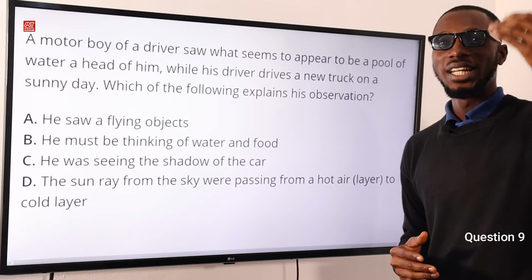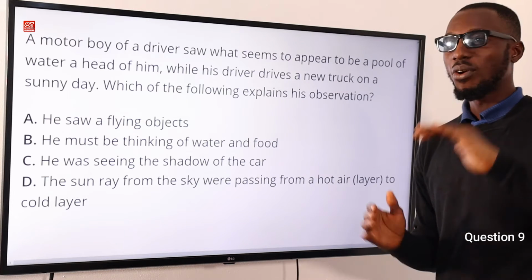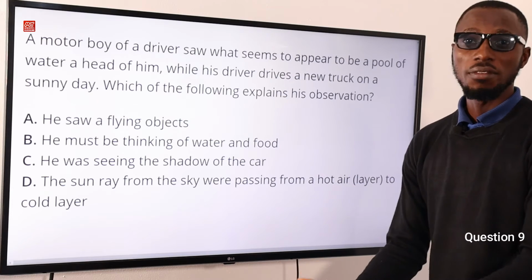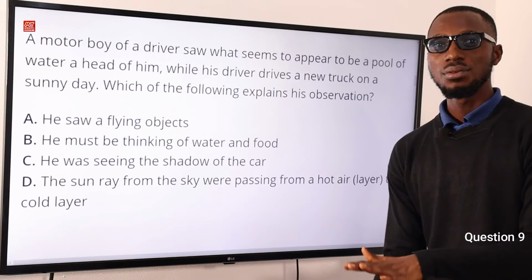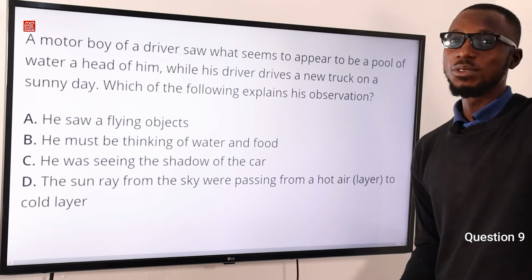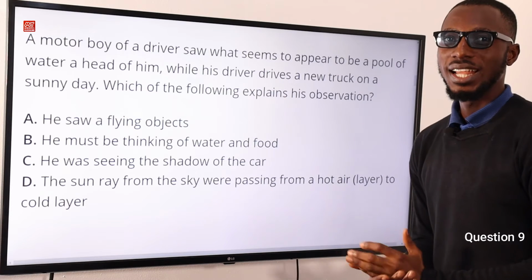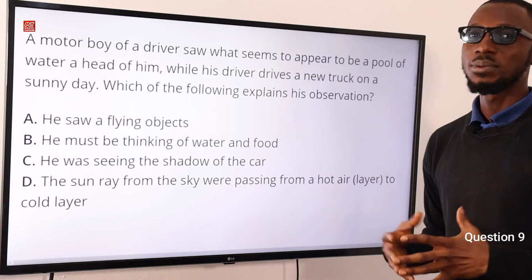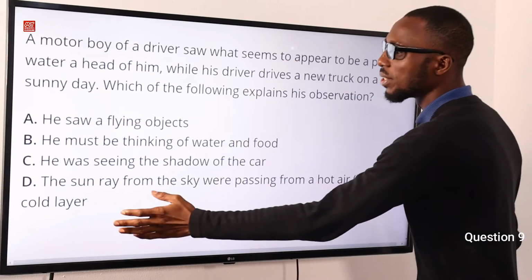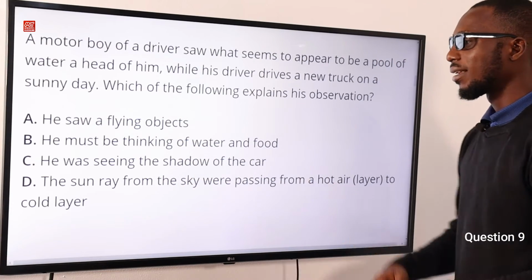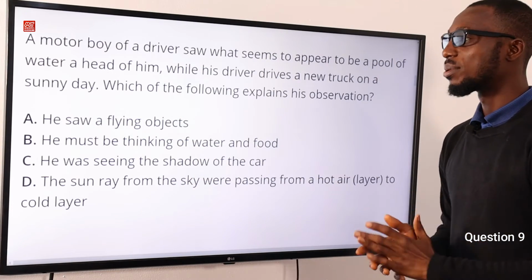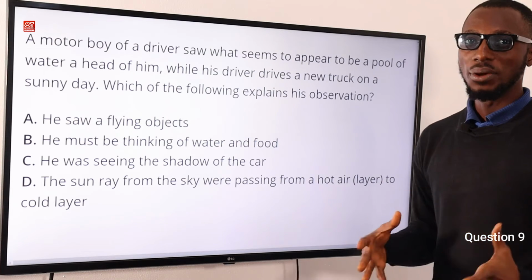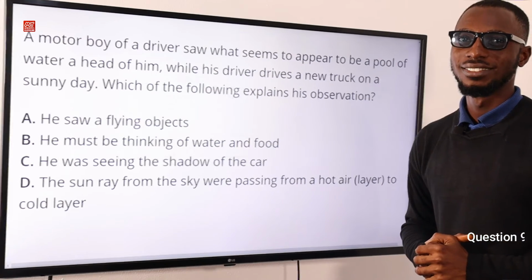This is because the layer of air is colder compared to the layer of air close to the ground surface. The layer of air close to the ground surface is hotter. So once the sun's rays move from that colder layer to this hotter layer, there will be a refraction, and this is what creates the illusion of water, and that's what we refer to as a mirage. So the correct option here is option D, the sun ray from the sky passing from the cold layer to the hot layer. What happens to the boy? That phenomenon is referred to as a mirage. So option D is very correct.